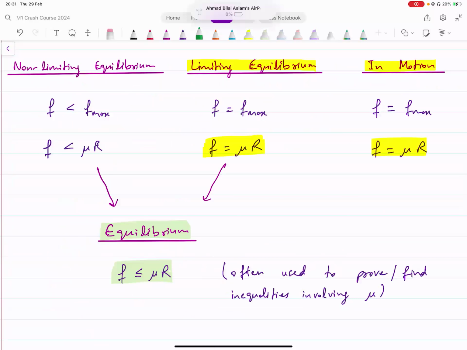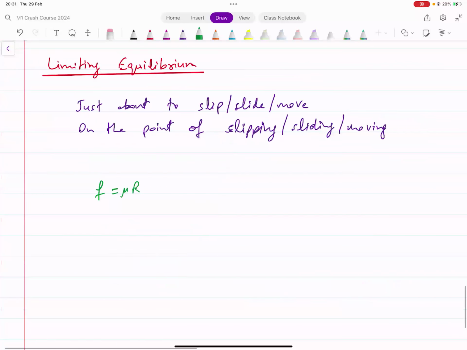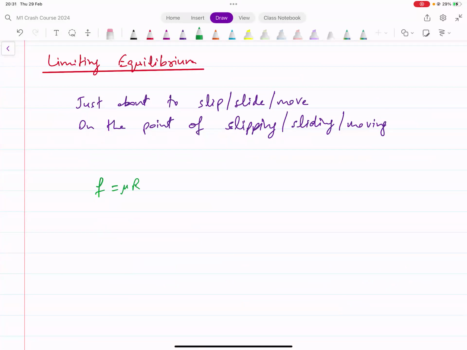And the first, F is less than mu R. And the second and third cases, it's equal to mu R. And when you are sometimes given the object is in equilibrium without specifying which equilibrium it is, you say F is less than or equal to mu R. And then these are some key phrases that you need to know that refer to limiting equilibrium.